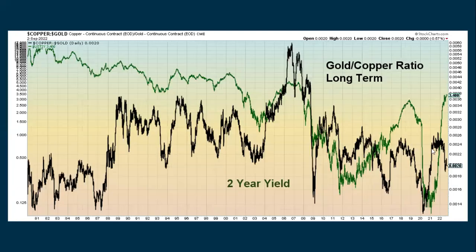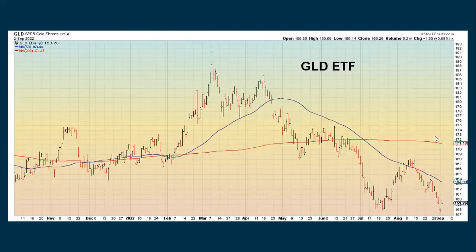And here's a longer term chart showing the copper to gold or gold to copper ratio, how it's been falling. And there's a really big spread between the 2-year yield and the gold copper ratio. We tend to see these closer to each other and moving in the same direction, where now they're going in opposite directions and they're not very close to each other.